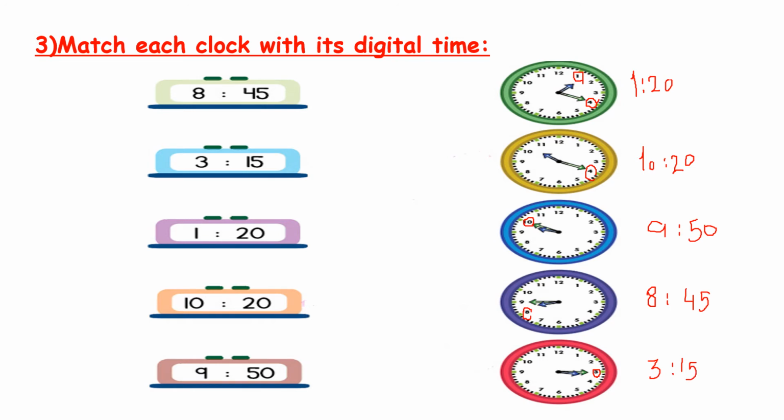So now let's match. Here it's 8 and 45, so we're gonna match 8 with 45 minutes. 3 and 15, so it's 3 and 15 minutes. 1 and 20 minutes, you're gonna match it together. 10 and 20 minutes. 9 and 50 minutes.